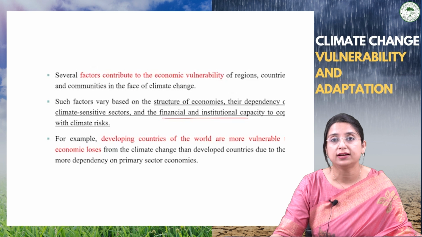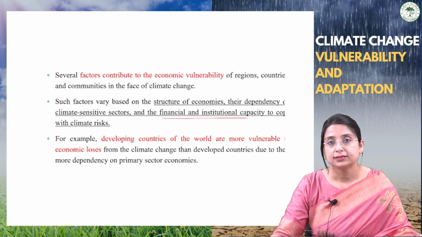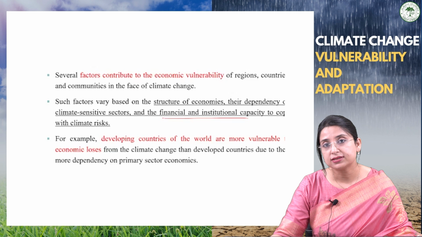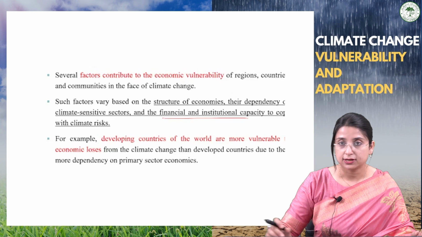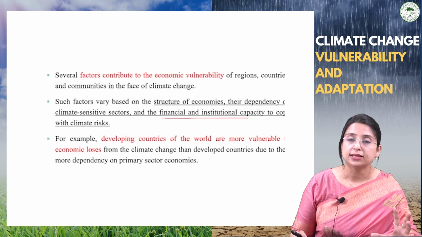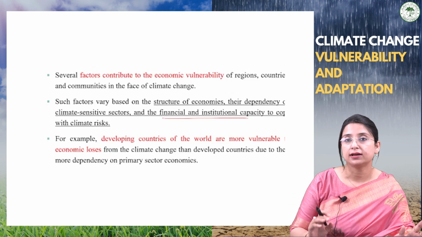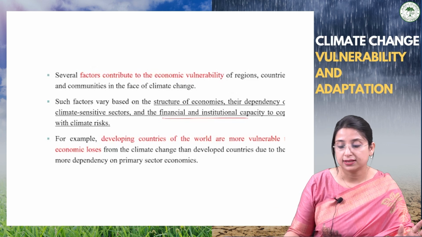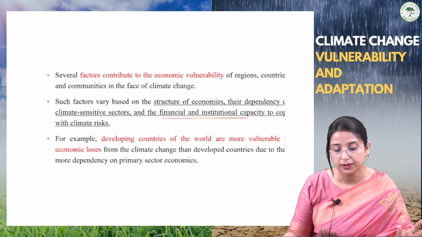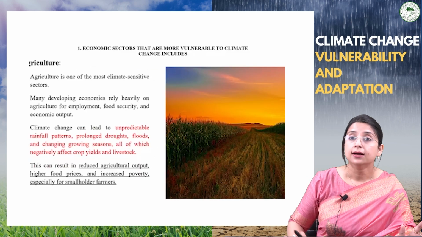Why are they more vulnerable to economic losses? Because their economy mainly depends upon the primary sector, or we can say the primary and secondary sectors, which are mostly related to the primary sector, like food and agro based industries, etc. If there is disruption in the primary sector, then certainly the related secondary sector will also suffer. So mainly the developing countries and the underdeveloped world are more vulnerable because they are more dependent upon the primary sector of the economy.